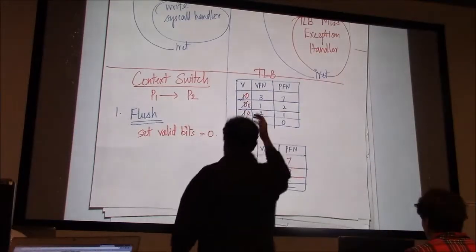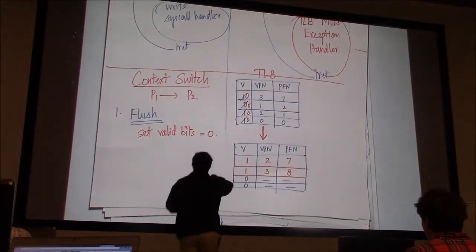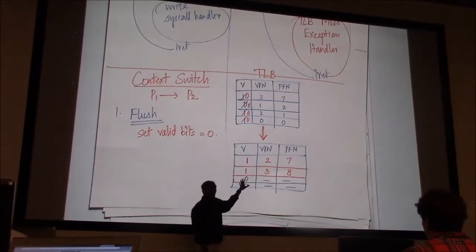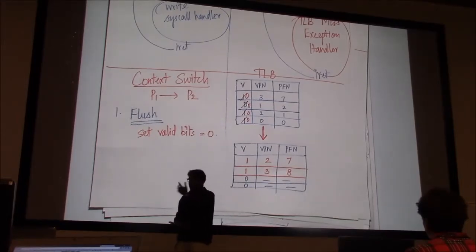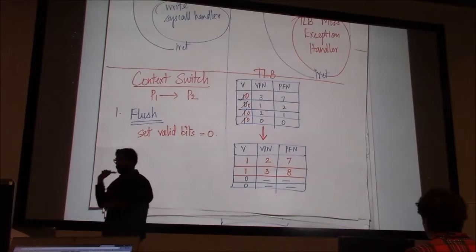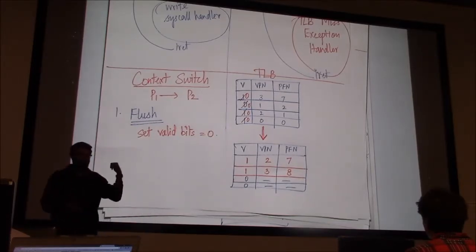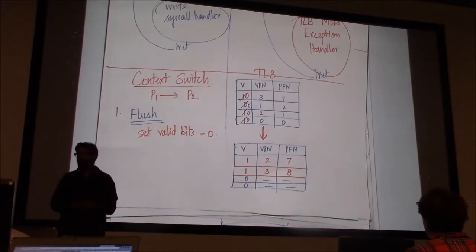So in this case, after we switch to P2, this may be the situation where two of the entries in the TLB are valid and the other two are invalid. Okay, but this is a working solution. There is no problem with this. But what are the things that we need to make a flush work?